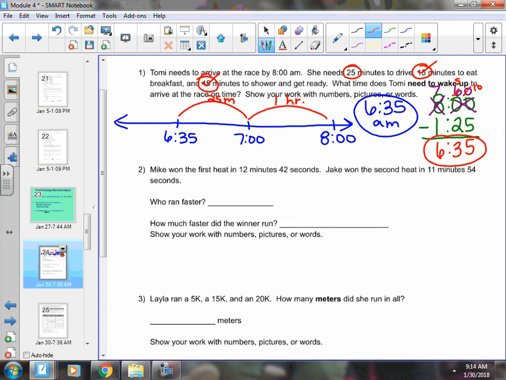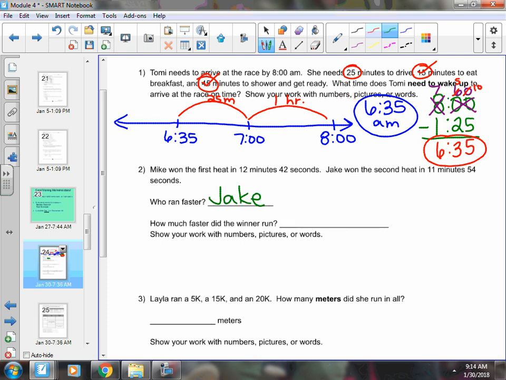Number 2, Mike won the first heat. Remember, a heat is like the first part of a race. If there's too many kids in the race, they'll do 10 kids in one heat, 10 kids in another, 10 kids in another, and they'll often take like the top 2 kids in each heat, and they get to run in the finals. All right, Mike won the first heat in 12 minutes, 42 seconds. Jake won the second heat in 11 minutes, 54 seconds. Who ran faster? Remember that with running, the lower time is the faster time, so Jake is the answer.